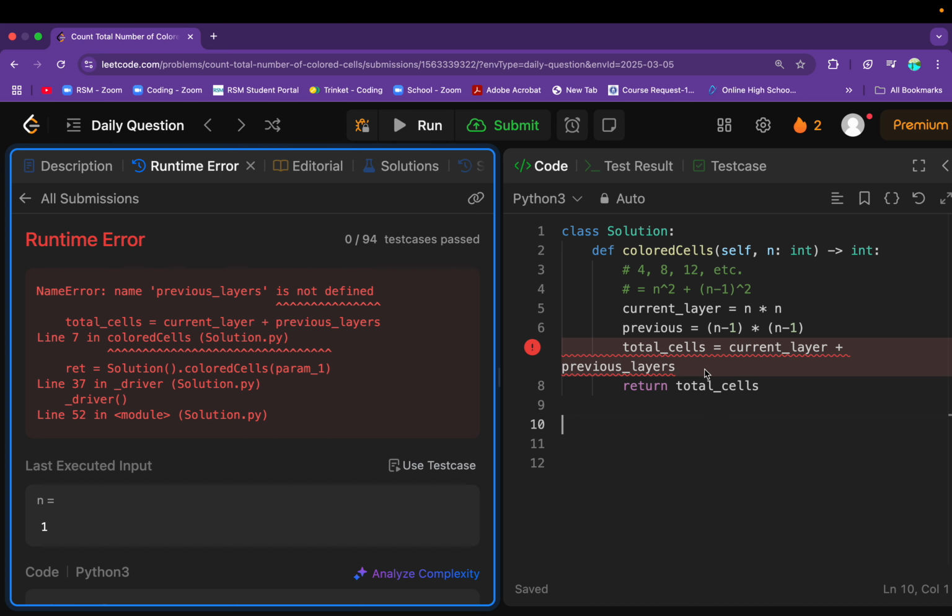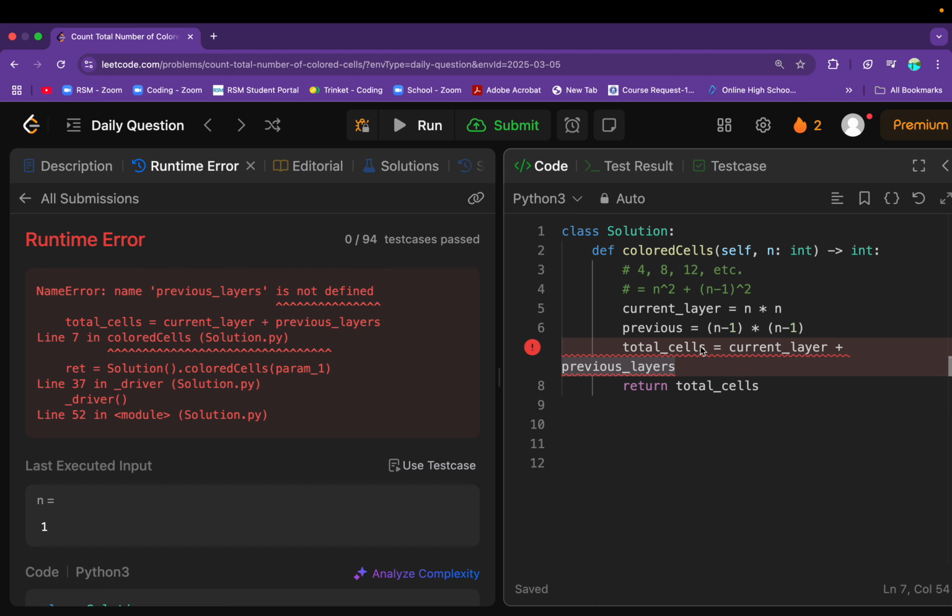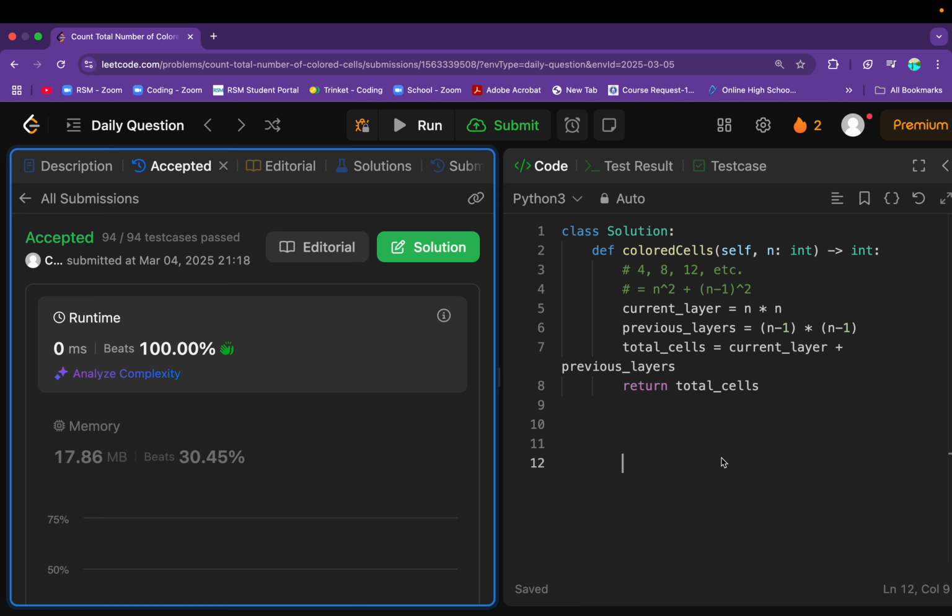So if we were to, okay, let's see what I did wrong here. Yeah, so I forgot to say previous layers. Sorry about that, guys. Quick logic error on my part in naming my variables. Now they should actually work. And as you can see, this is just about as efficient as you can get, both runtime and memory-wise, right?